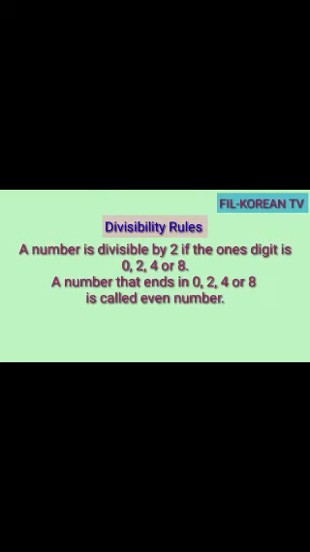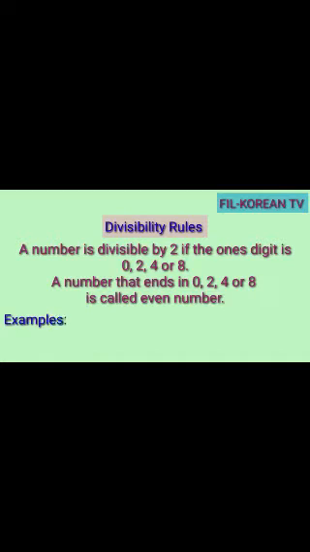Okay, a number is divisible by 2 if the ones digit is 0, 2, 4, or 8. A number that ends in 0, 2, 4, or 8 is called an even number. Ibig sabihin, pwede nating i-divide ang isang number sa 2 kapag ang number niya sa ones place ay 0, 2, 4, or 8. O kapag ang number ay even number.